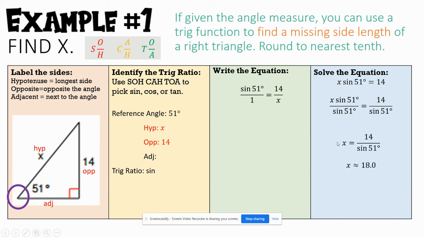And then I would go to my calculator and I would type in 14 divided by the sine of 51 degrees. If you don't have a calculator at home, then I recommend that you use the Desmos scientific calculator. And do this right now because you want to make sure that you're in the right mode on whatever calculator you're using. And you should get about 18 if you round to the nearest tenth.